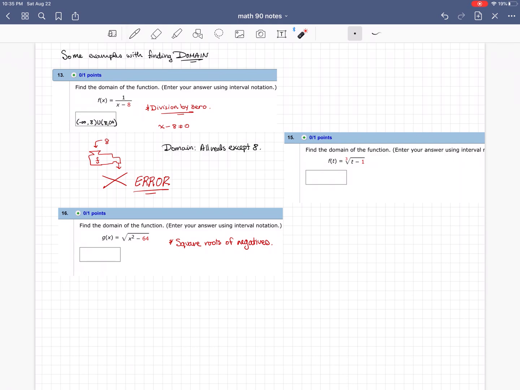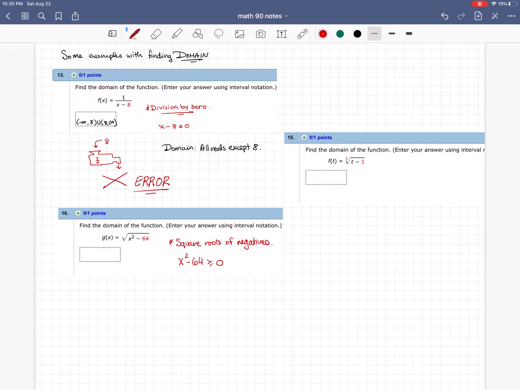It's not possible to take the square root of a negative and get a real number. So what we need to say here is, well, since we have a square root happening in this function, square rooting is part of the rule of this function. We need to make sure that that which is underneath the square root is not negative. So it can be positive, it can be equal to 0, but it cannot be negative.